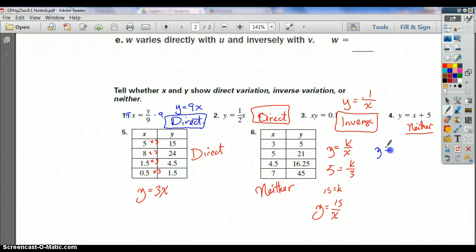If you want to see the work for direct, this is what I would do. 5 equals 3k. You can see, sorry, k. So 5 over 3 is your k. So I would test 5/3 times x. Put 3 in here, you can see that's 5. If you put 5 in here, it's going to be 25 over 3. It's not 21. So it's not there. Okay? You've got to test your equations for yourself there.